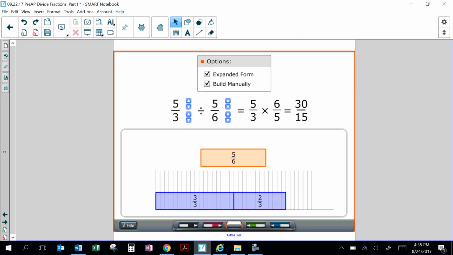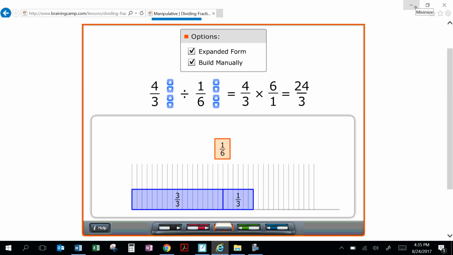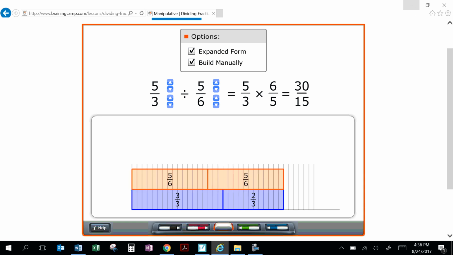Next one. 5/3 divided by 5/6. How many groups of 5/6 do you believe fit into 5/3? Let's see. One group, two groups. And it is correct. 30 divided by 15 is two groups. So again, they left the 5/3. They multiply this. And what's the reciprocal of 5/6? 6/5. And that's where they get 30 15ths. These are divided into 15ths. And there's 30 of them.